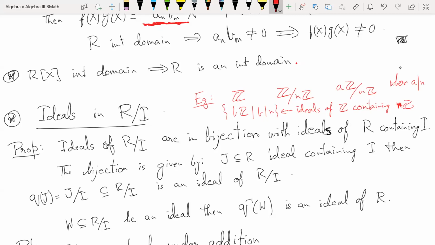This is the bijection in one direction, and for the other direction, let W contained in R mod I be an ideal of R mod I. Then Q inverse of W. Remember, Q is the quotient map from R to R mod I.